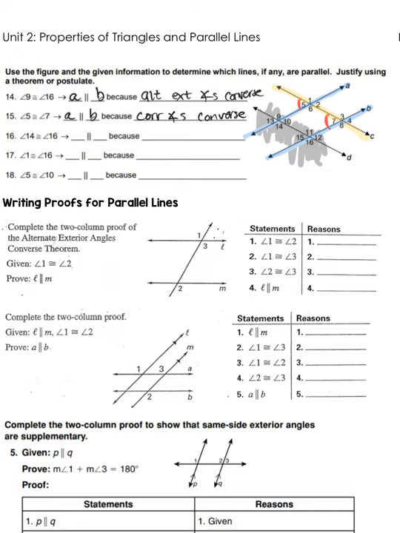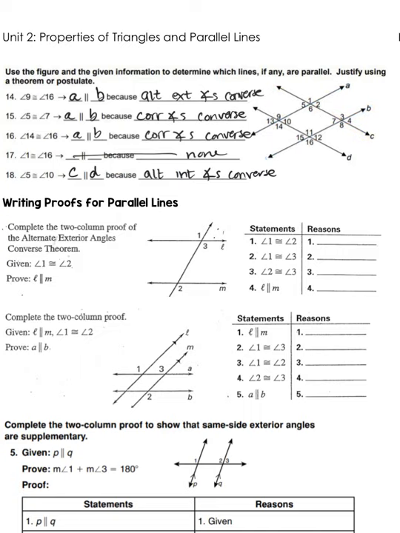Okay, pause the video, try the next 3, and come back to check your answers. Okay, here's the answers. For 16, we get A is parallel to B again because of the corresponding angles converse. For 17, that information doesn't tell us any lines are parallel. And for 18, that tells us that C is parallel to D because of the alternate interior angles converse.